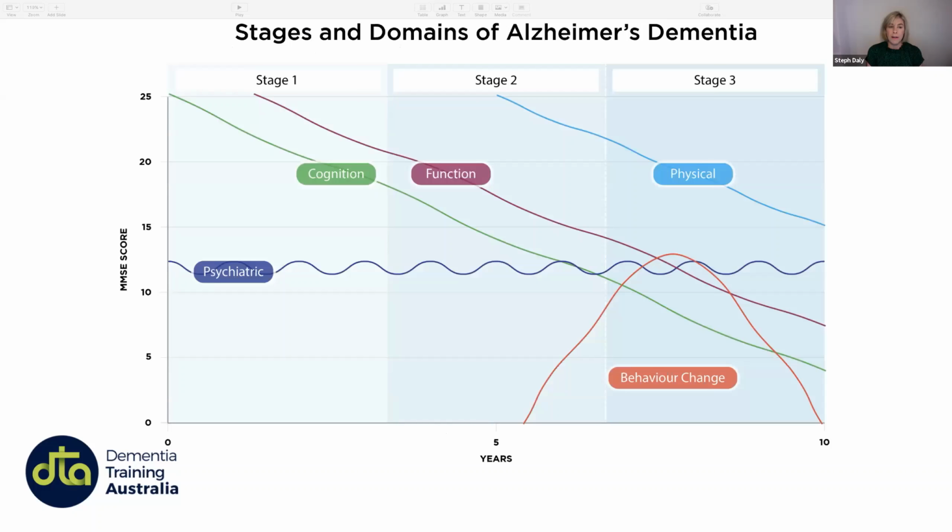And this, if you remember, is that very helpful slide which combines both the stages and the domains into one pictorial image. And when you have a look at this, I always like to point out this end phase in stage 3 where all the lines cross over one another. This can be really chaotic and is often where people end up in crisis. And until recently, that was often when people would be diagnosed.